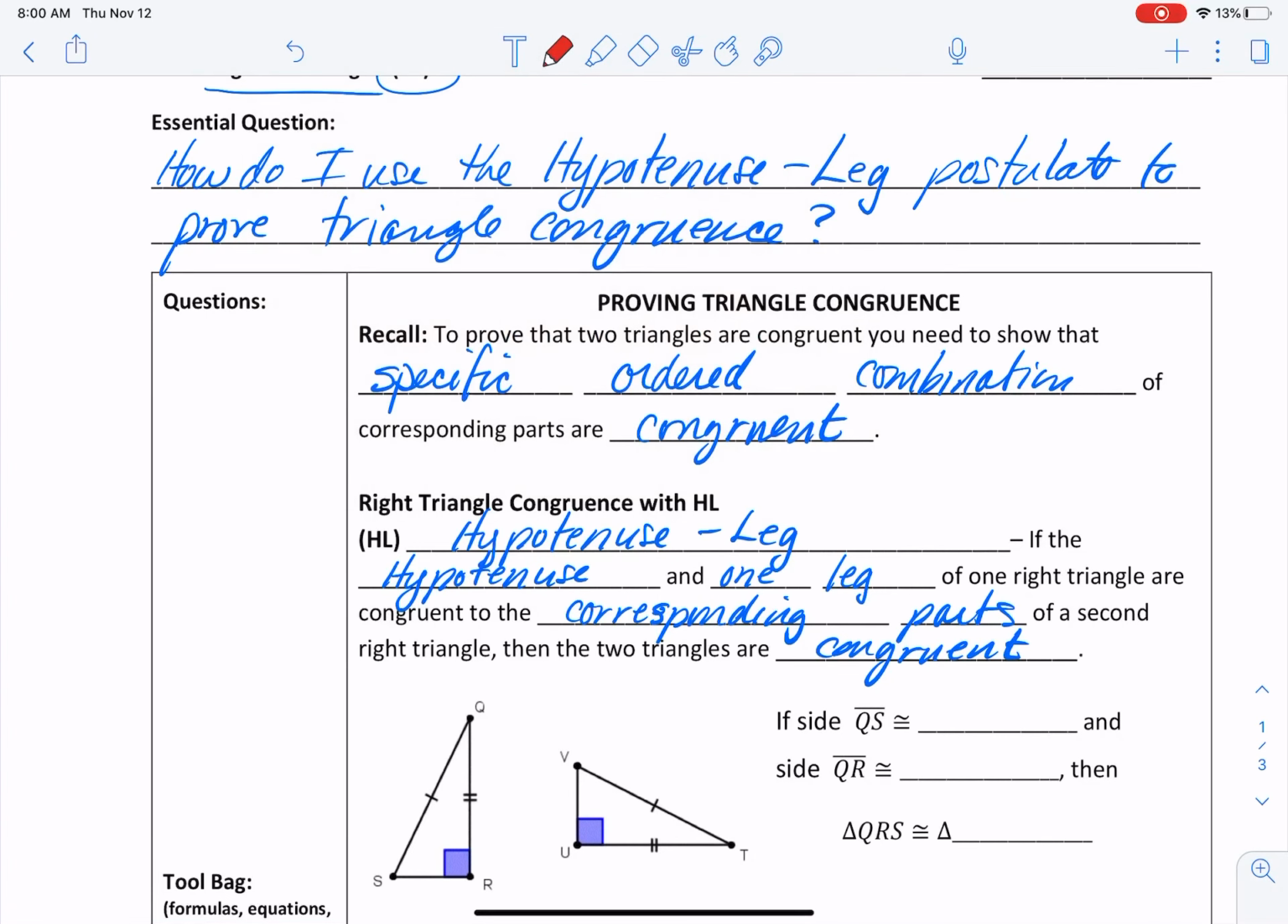So recall for right triangles that this is the hypotenuse and that the two sides that are part of the right angle are called the legs, and that the hypotenuse is always the side directly opposite the right angle. It's also the longest side.